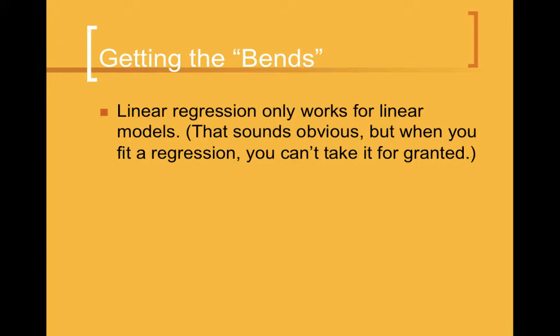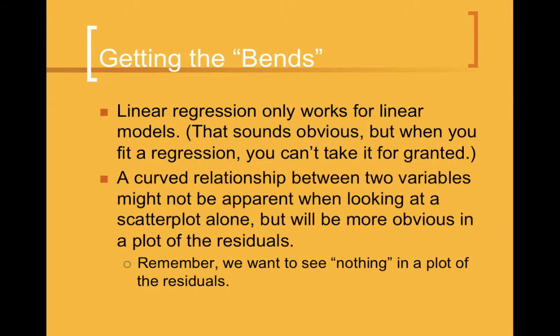A lot of times data will look like it's linear when it's actually not. So a curved relationship between two variables might not be apparent when looking at the scatter plot alone, but it becomes obvious when you look at the residual plot. Remember, when we plot our residuals, we want to see nothing in the residual plot. No pattern, needs to be random. That's what we're looking for.